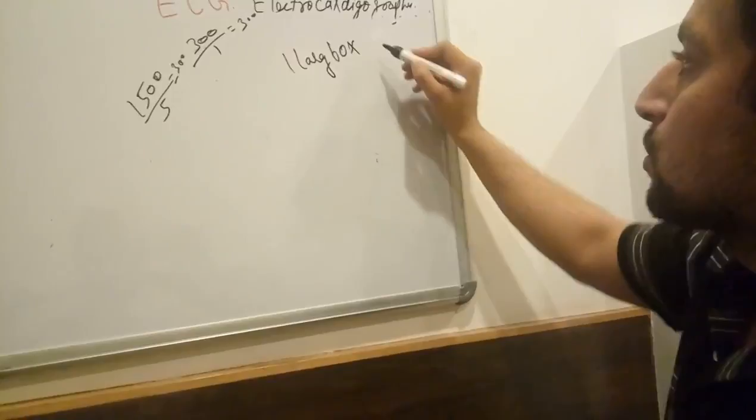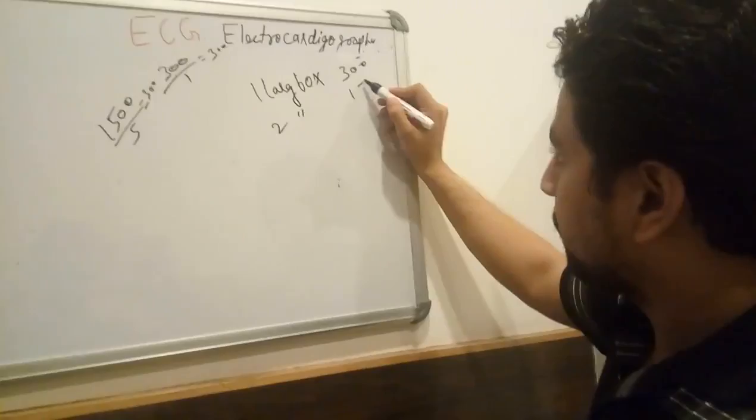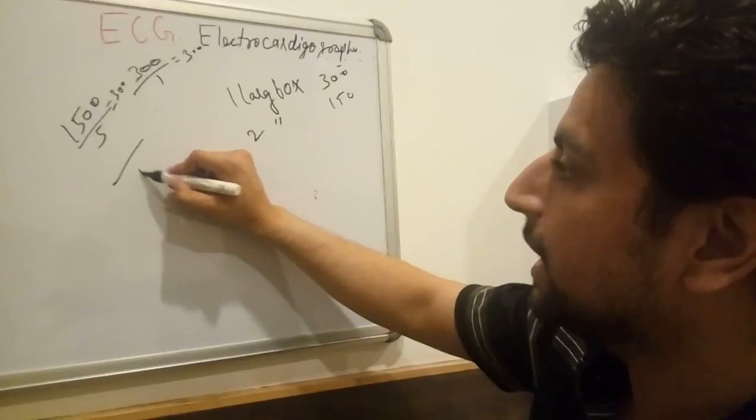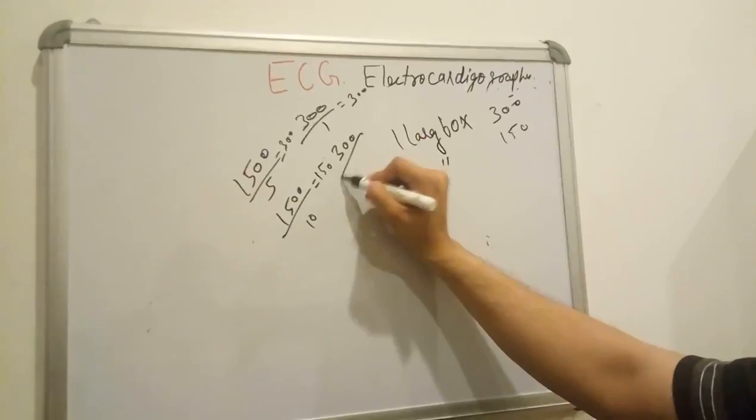Two large boxes, 150 heartbeats. How? Two large boxes include 10 small boxes, so 1500 divided by 10, the answer is 150. Here 300 divided by 2, the answer is 150. So my dear friends, it's a very easy task. No need to be worried.